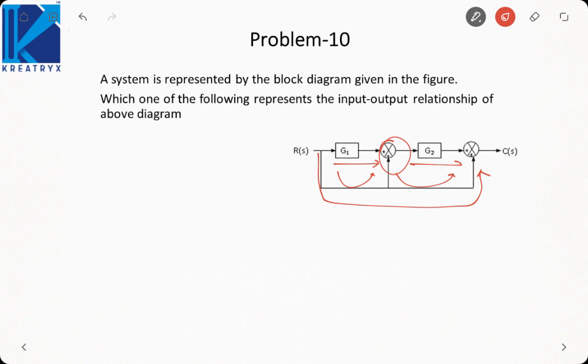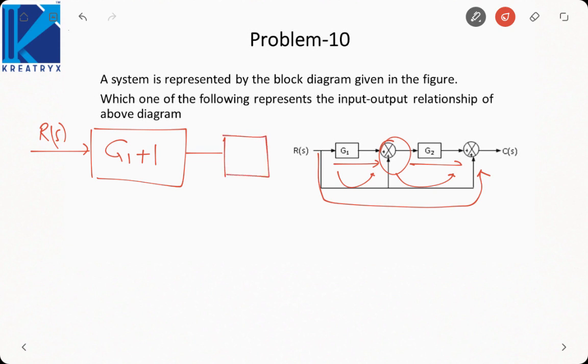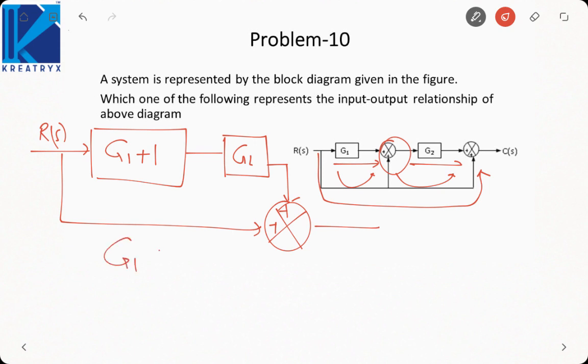Now the first can be written as something like RS, it would be G1 plus 1. Then it would be G2 going into a summer. And here the other signal in the summer is RS. Okay. That means G1 plus 1 and G2 are in cascade. And then they are in parallel with 1.